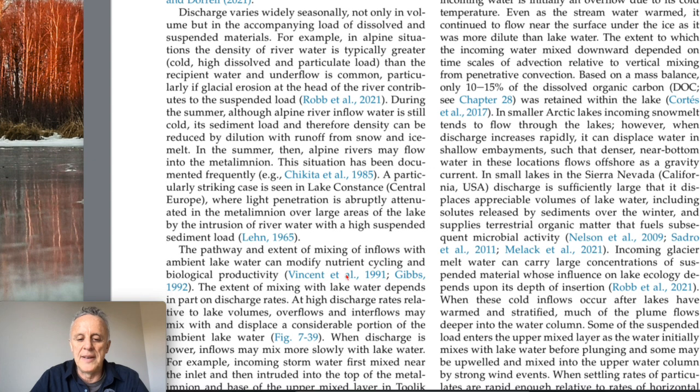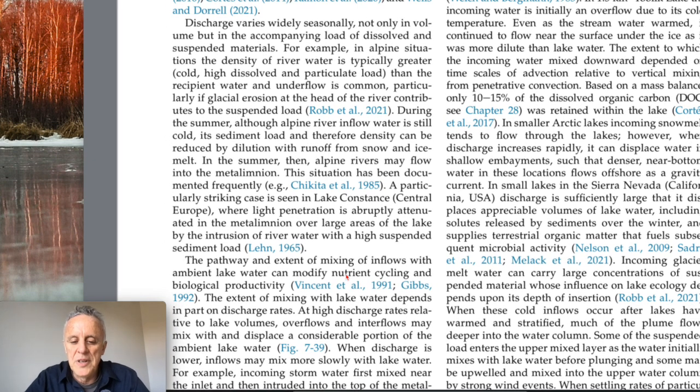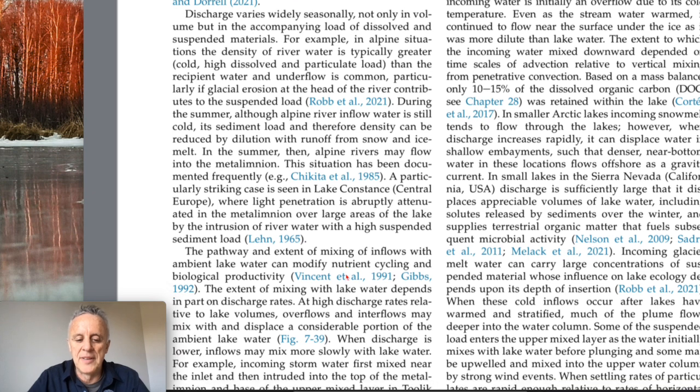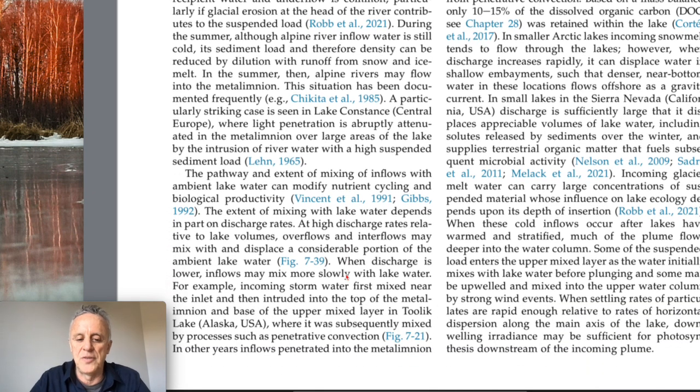The pathway and extent of mixing of inflows with ambient lake water can modify nutrient cycling and biological productivity. The extent of mixing with lake water depends in part on discharge rates. At high discharge rates relative to lake volumes, overflows and interflows may mix and displace a considerable portion of the ambient lake water. When discharge is lower, inflows may mix more slowly with lake water.